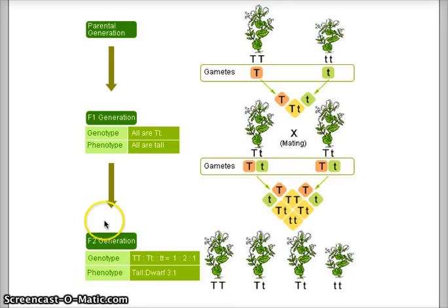Now, as a reminder, Mendel had his original parents, which were pure for tall and short. He then crossed them, getting all heterozygous outcomes in the F1 generation. And then when he crosses the F1 generation, which are both heterozygous, we end up getting 3 dominant and 1 recessive, being 1 homozygous dominant, 2 heterozygous, and 1 homozygous recessive. The genotypic ratio is 1 to 2 to 1 and the phenotypic ratio is 3 to 1.